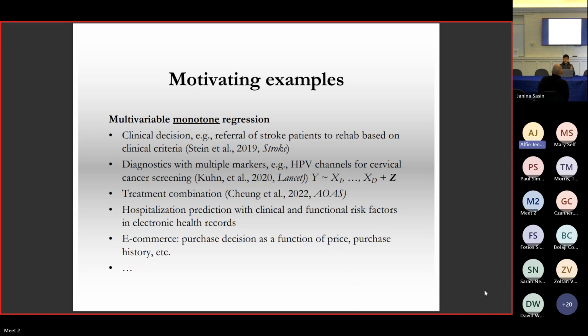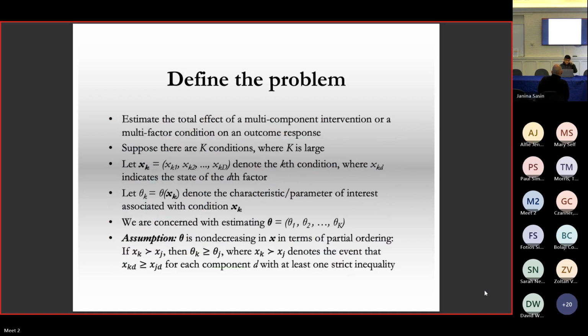So in a lot of the regression problems that we have seen in our applications, they are actually monotone regression settings. And now with this assumption, I want to see what we can do to improve the quality of the analysis. Just to set everyone on the same page in terms of the mathematical notation, a very brief notation here.